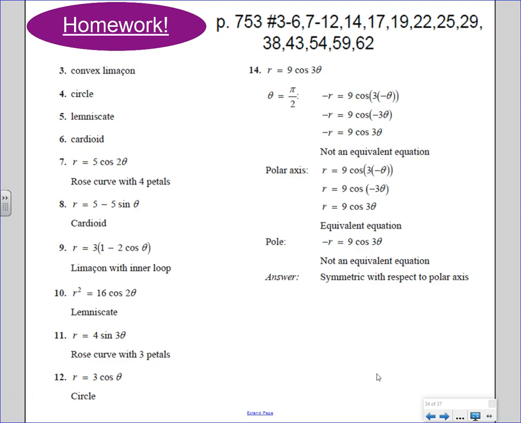Number 14 was asking about symmetries. So what ended up happening is that it only had symmetry. I mean, it went through all the tests. It only had polar axis symmetry.